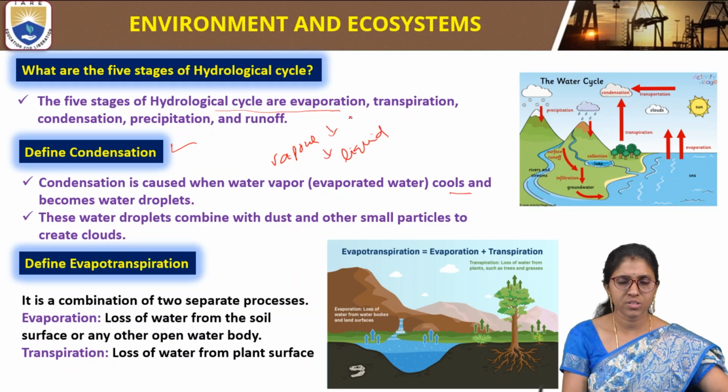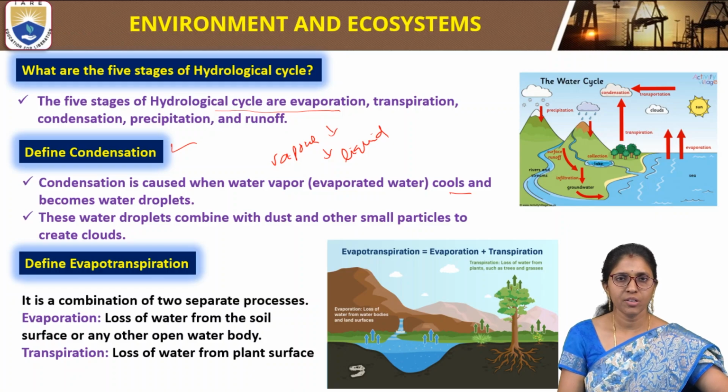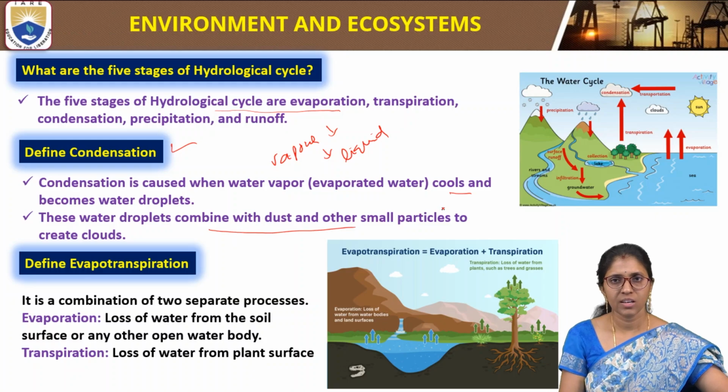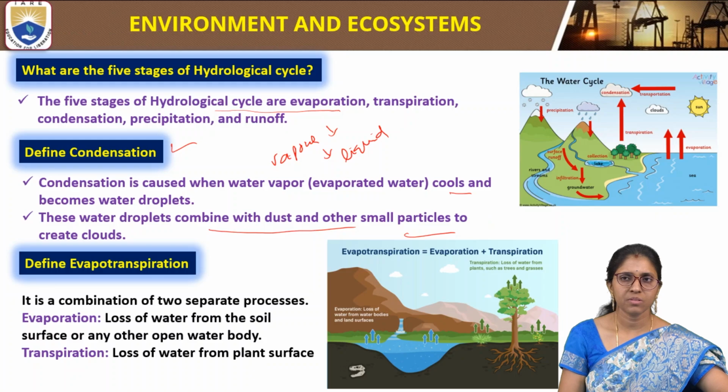In condensation, the vapor cools down and forms liquid droplets. So condensation is a process when water vapor cools and becomes water droplets. These water droplets combine with dust and other small particles to create clouds. So after condensation, these water droplets combine with dust particles and other particles which are present in the atmosphere, and these will form clouds.